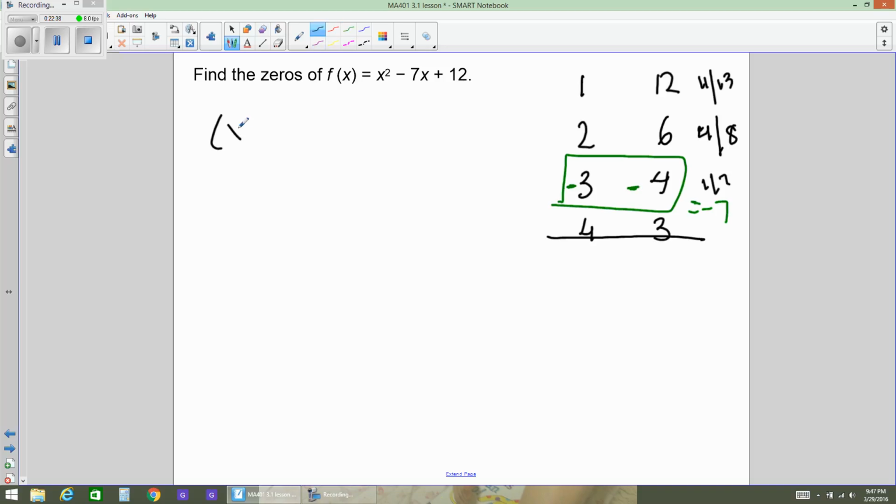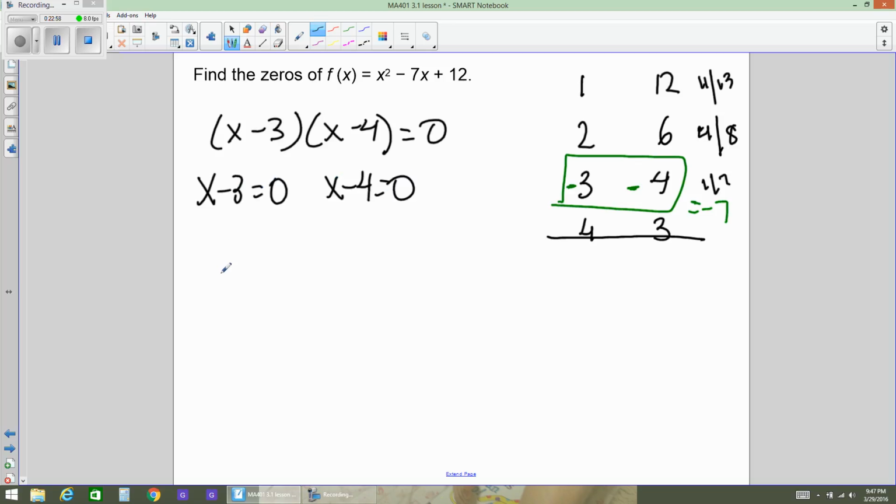So we've got x minus 3, x minus 4 equals 0, so that means x, let's not skip, sorry, I was going to get ahead of myself. Okay, so we have x minus 3 equals 0, and x minus 4 equals 0, so x equals 3, or x equals 4.